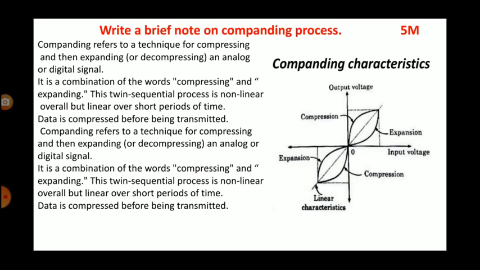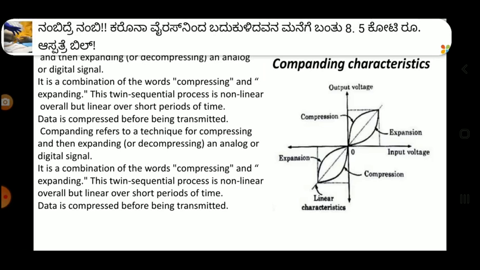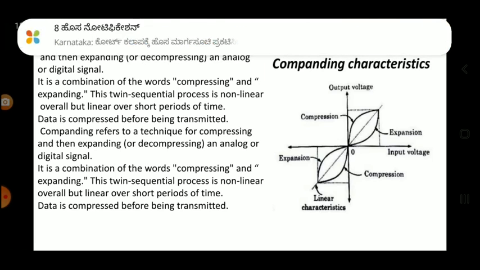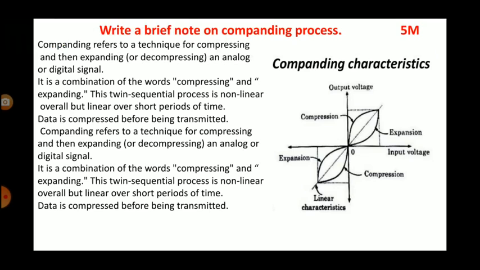One more question. Write a note on companding process. Companding refers to a technique of compressing and then expanding or decompressing an analog or digital signal. Figure shows the companding diagram: output voltage versus input voltage, compression, expansion, and linear characteristics. It is a combination of two words, compressing and expanding.